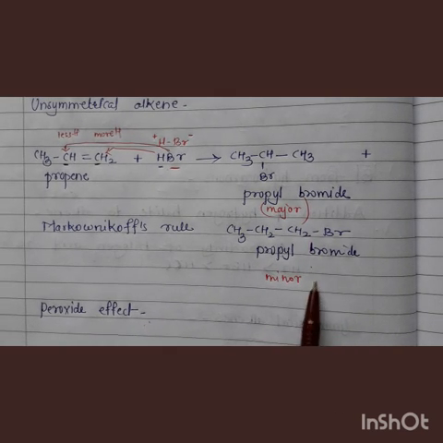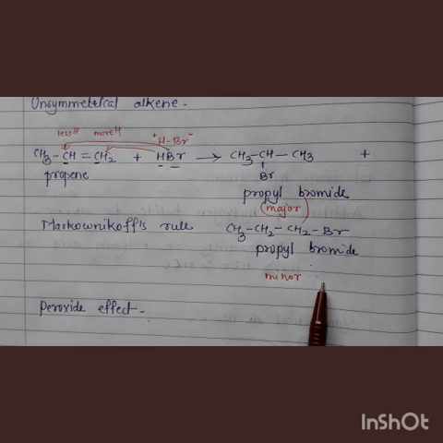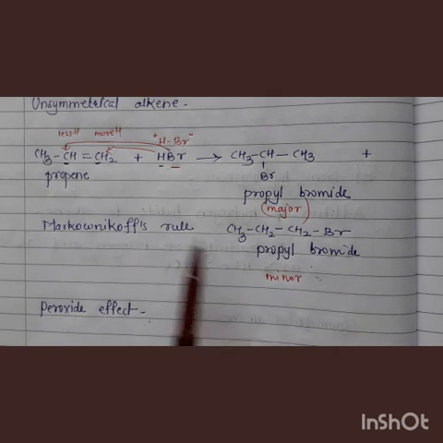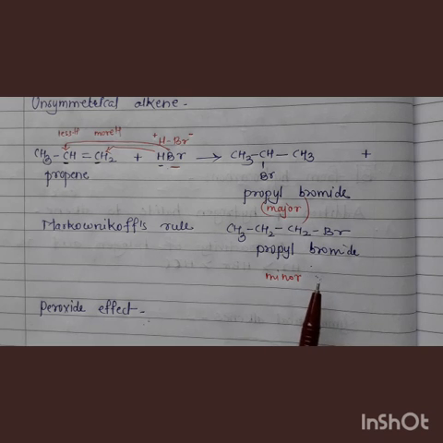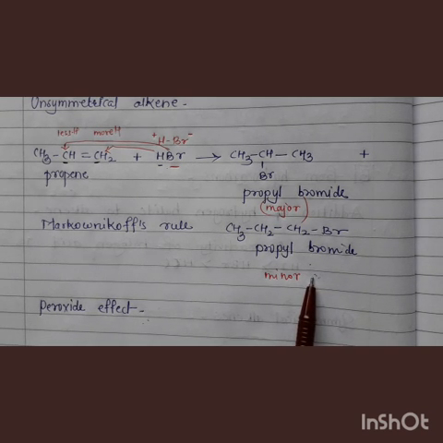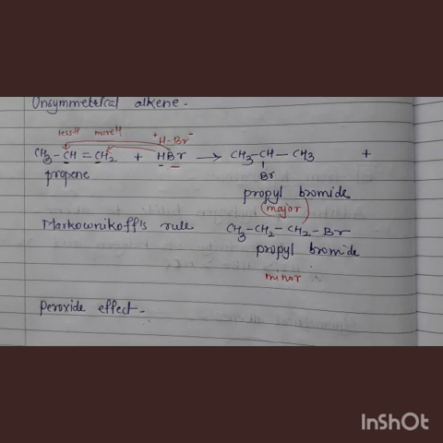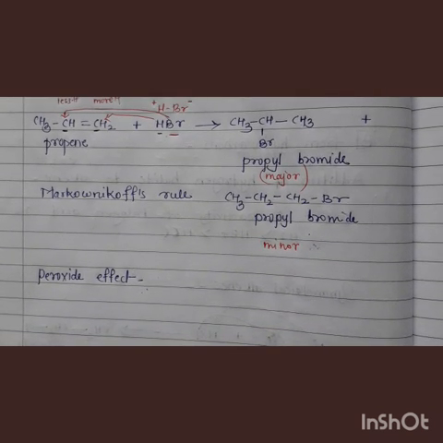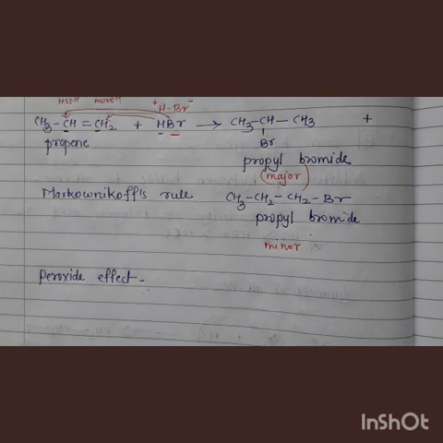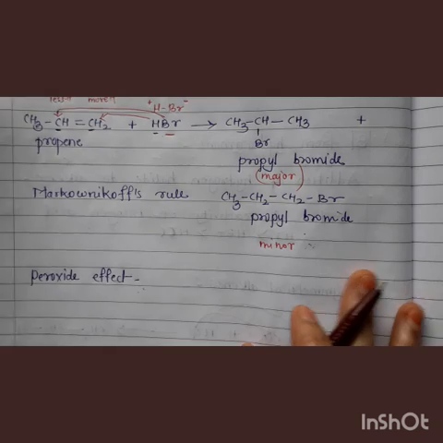If we want this product as major product, the product which is formed according to anti-Markovnikov's rule, the opposite of Markovnikov's rule, then the reaction should be carried out in presence of peroxide. That is called the peroxide effect. So the same reaction, when it takes place in presence of peroxide, takes place according to anti-Markovnikov's rule.